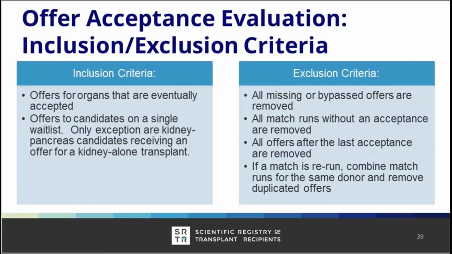So once that organ is accepted, any provisional yeses after that point would not be considered, and a no after that point, if a program had entered a no even though they were never made primary, that is also not considered. If a match is rerun, we do combine the match runs for that donor, and we would remove any duplicate offers. So you're not going to be dinged twice if your match run was rerun for any reason. Those match runs are sort of combined together and any duplicate offers are removed.